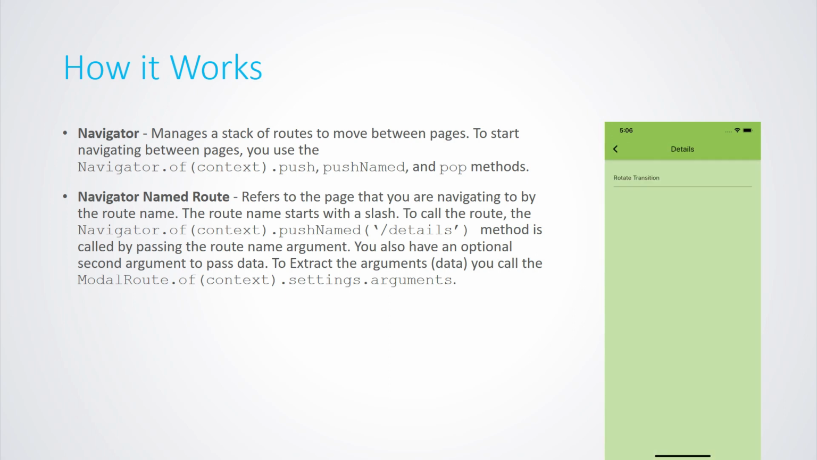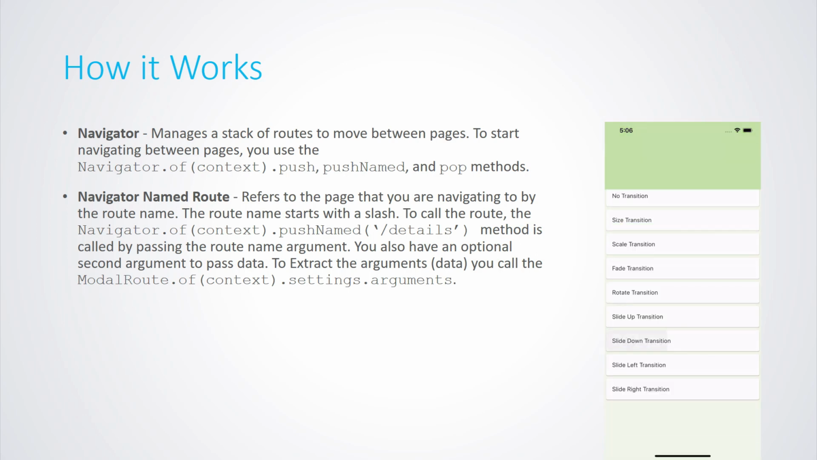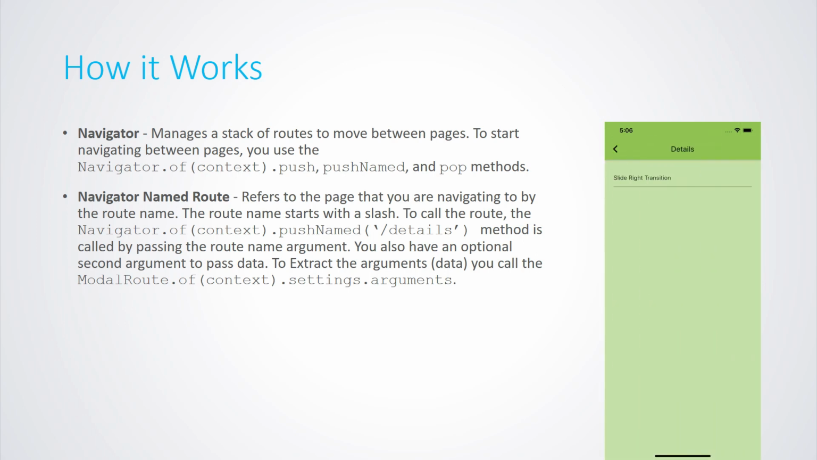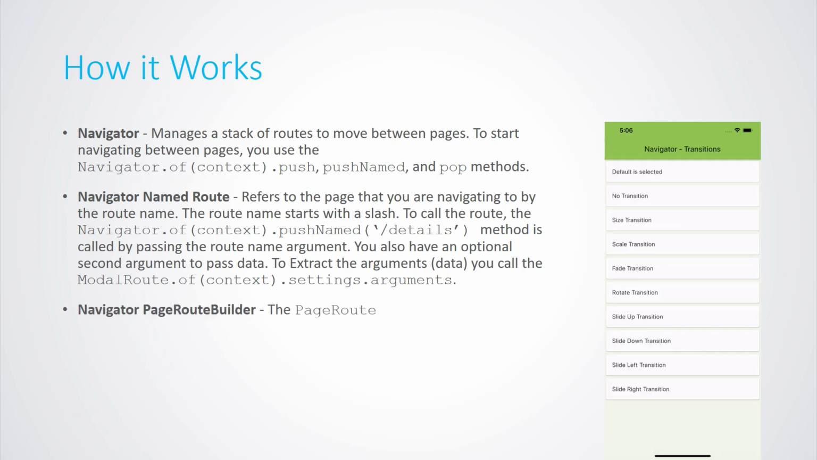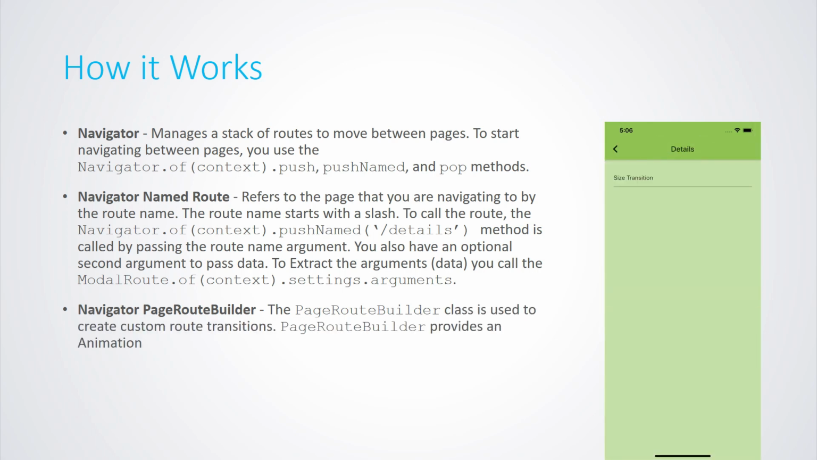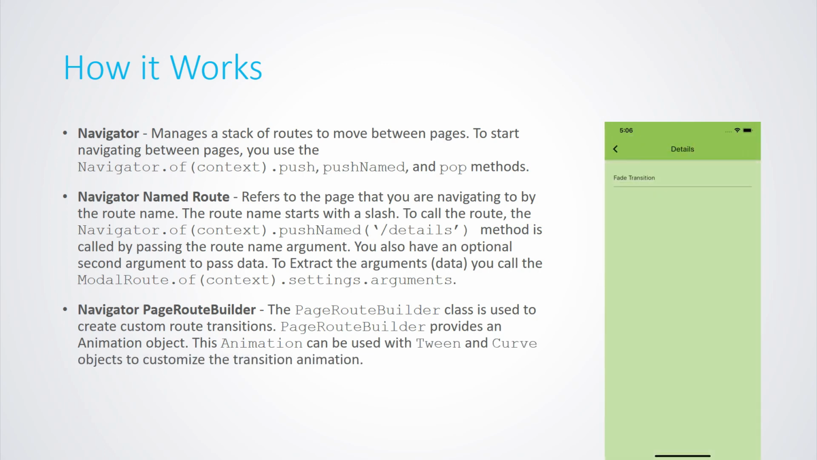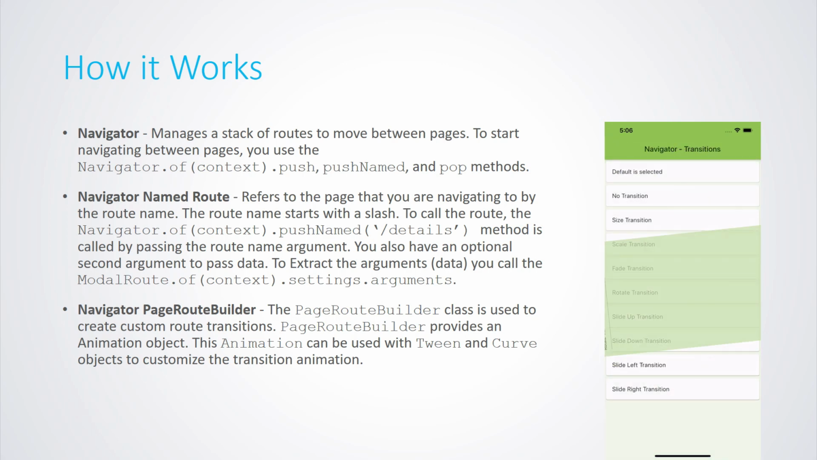Now to call the route, the Navigator.of(context).pushNamed method is called by passing the route name argument. You also have an optional second argument to pass data. Now to extract the arguments, your data, you call ModalRoute.of(context).settings.arguments. The PageRouteBuilder class is used to create custom route transitions. PageRouteBuilder provides an animation object. Now, this animation can be used with a tween and curve objects to customize the transition animation.